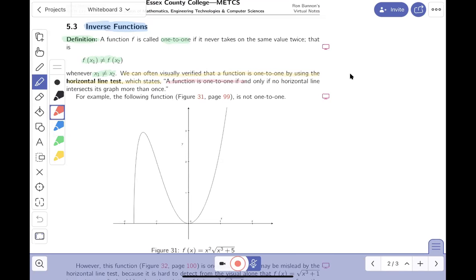A function is one-to-one if and only if no horizontal line intersects the graph more than once. You know what? That's what that sentence above says. A function f is called one-to-one if it never takes on the same value twice. That is, f of x1 never equals f of x2, provided x1 is not equal to x2. Well, let's put our horizontal line test in.